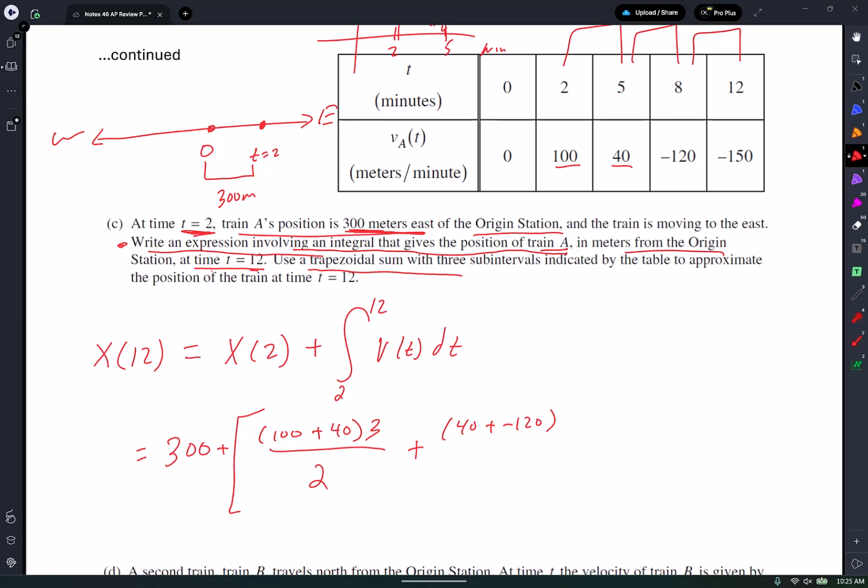Anyways, what's the difference between 5 and 8? 3, divided by 2, plus, what's my next? Negative 120 plus negative 150. You can say negative 120 minus 150. What's the difference between 8 and 12? 4, divided by 2. Close it with a bracket, make sure the 300 is on the other side.